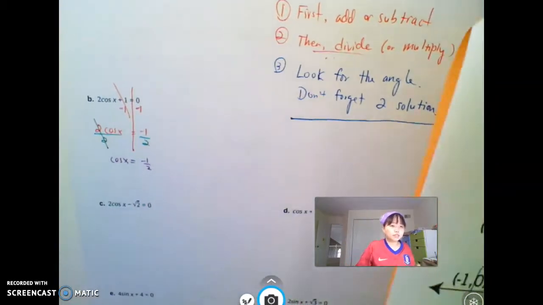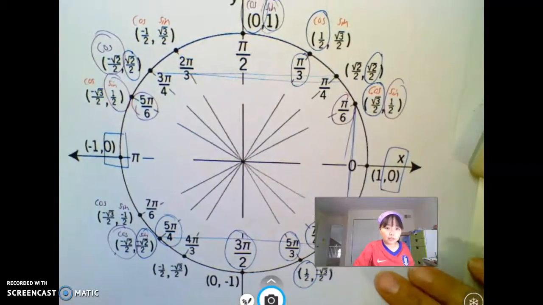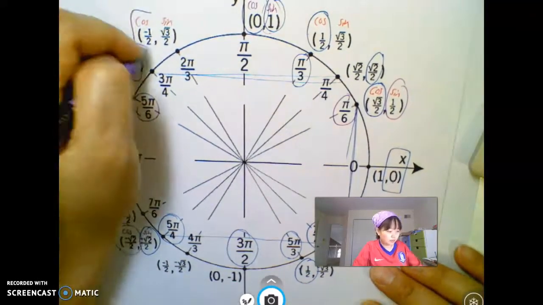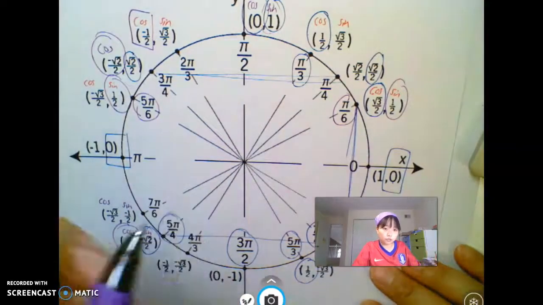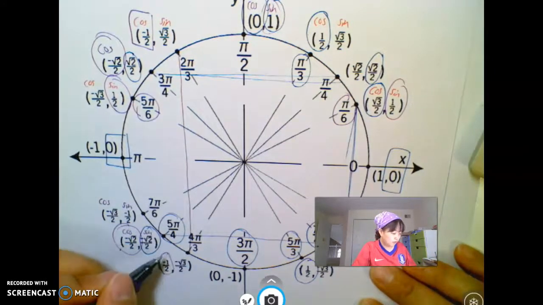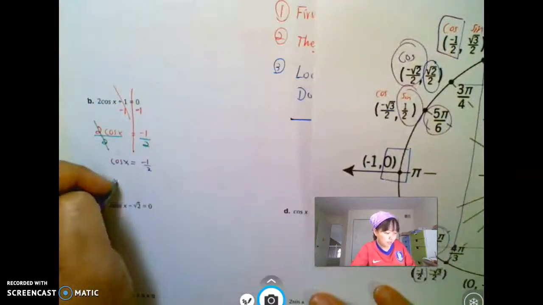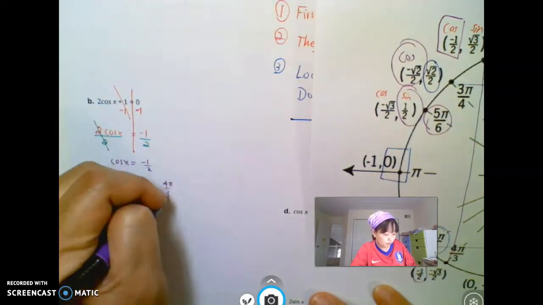So cosine is the x coordinate. Where is -1/2? Ooh, I see it right there, at 2 pi over 3. Now remember 2 solutions, so it's actually right there, 4 pi over 3. So x is 2 pi over 3 or 4 pi over 3. Done.